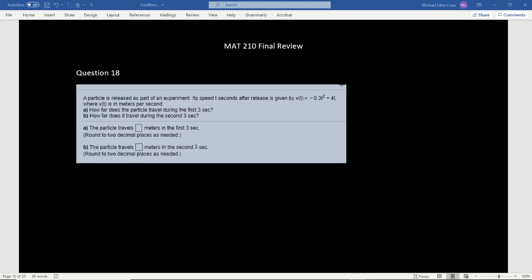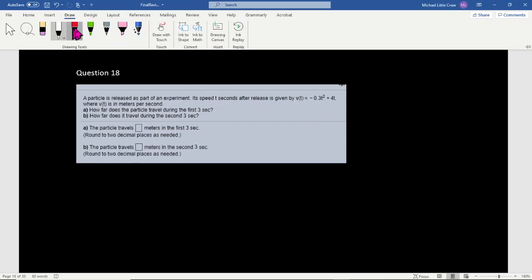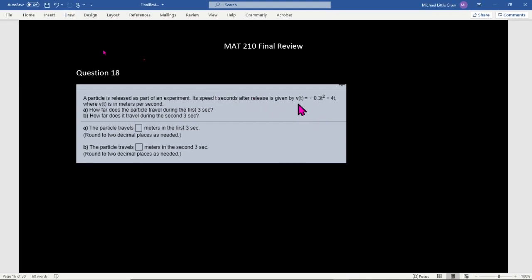Okay, question 18. Looks like I'm going to have to earn my money today. A lot longer, it's actually not too bad. We have a, let's go ahead and go with red. We have a formula here with V. What is V? Particle release is part of an experiment.